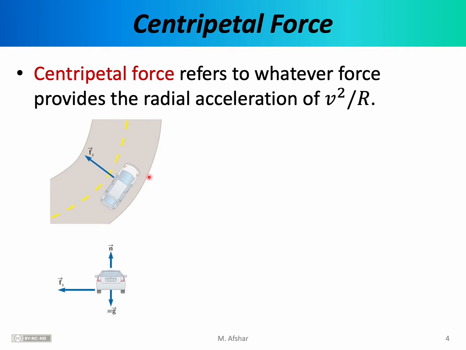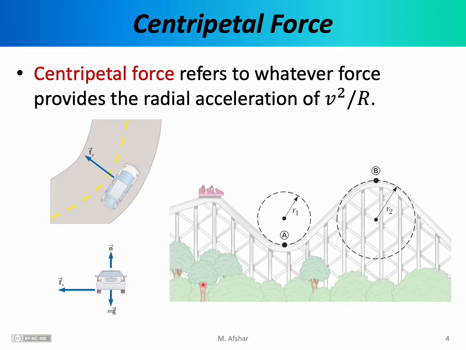If the road suddenly became icy and the friction was eliminated, this car would simply move along a straight path, right? It would veer off the road. It would not be able to maintain its circular motion. In other cases, other forces might serve as the centripetal force.